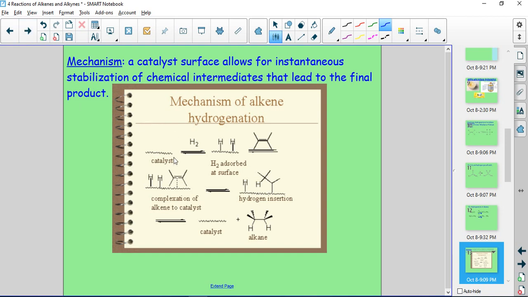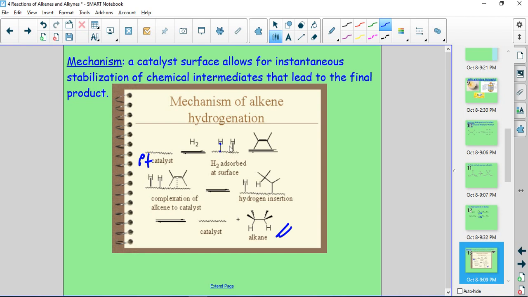Now, how it does this, without getting into too much detail in this video, we will in class. The metal catalyst offers a surface that can stabilize this reaction and its reaction intermediates, its chemical intermediates that lead to the final saturated product. So here we have a catalyst. Let's say it's platinum, the more expensive of them all. Platinum will then absorb some of the reactant material. So the hydrogen gas can stabilize these hydrogen bonds, right?